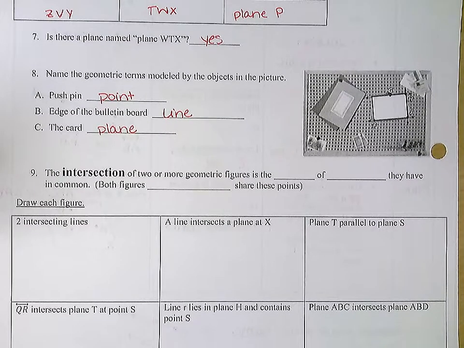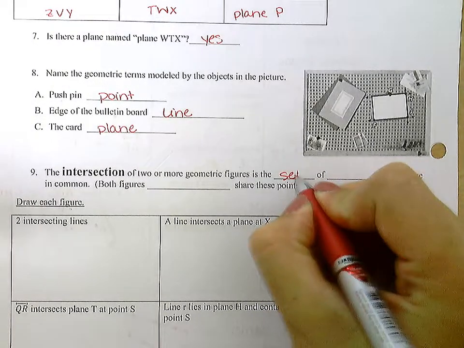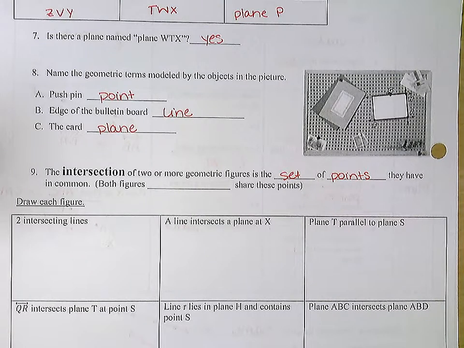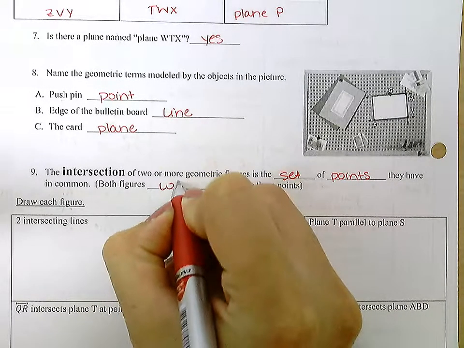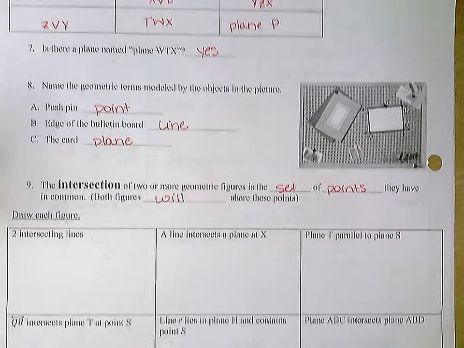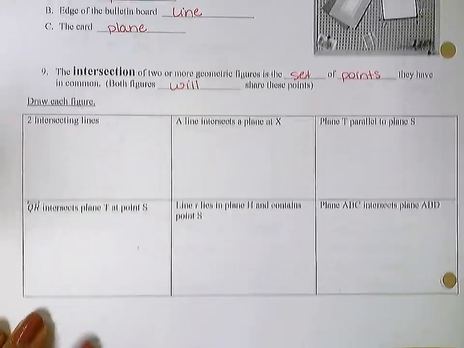All right, next we're going to talk about intersections. The intersection of 2 or more geometric figures is the set of points they have in common. So both figures will share these points. If it's a line and a plane, or a line and a line, or a plane and a plane, they will share that set of points where they intersect. So what we're going to do next is actually draw different points, lines, and planes. And I'll do some with you just to get the hang of it here.